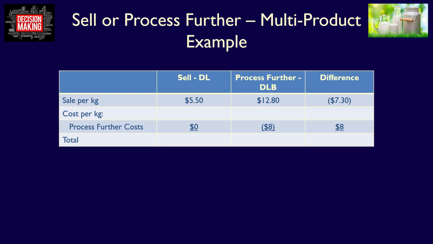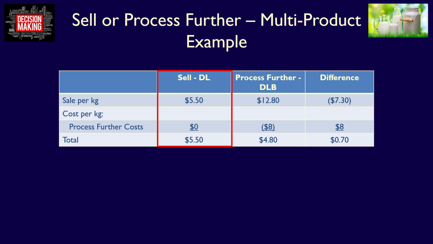We can now add each of the columns. For column 2, sell DL, $5.50 plus 0 is equal to $5.50. That is the amount of operating income we will earn by selling DL per kilogram. For column 3, process further, DLB, $12.80 plus negative 8 is equal to $4.80. We will earn $4.80 for every kilogram of DLB that's sold. For column 4, difference, negative $7.30 plus $8 is equal to 70 cents.